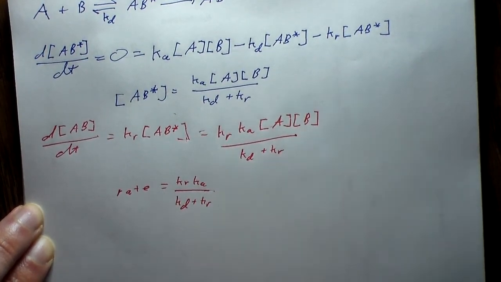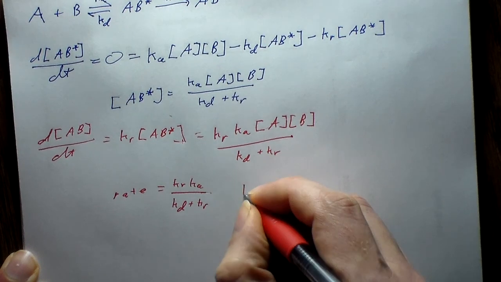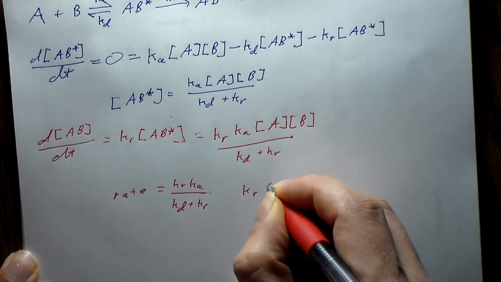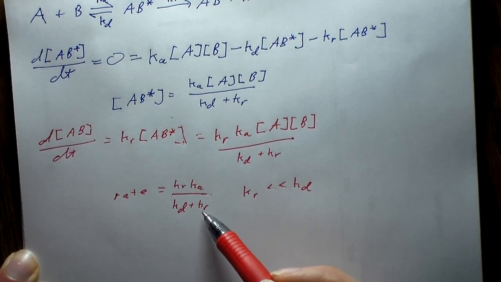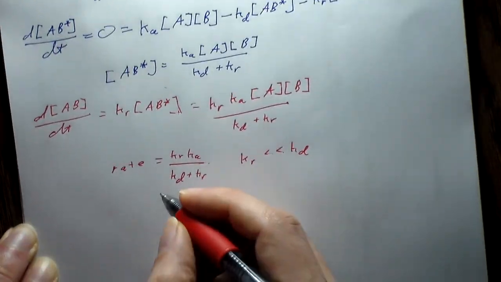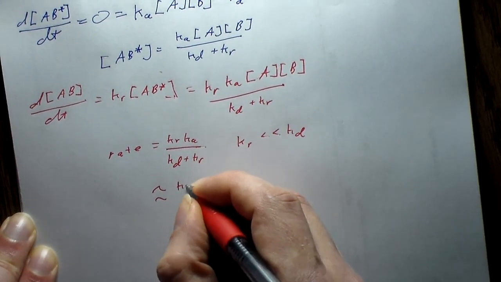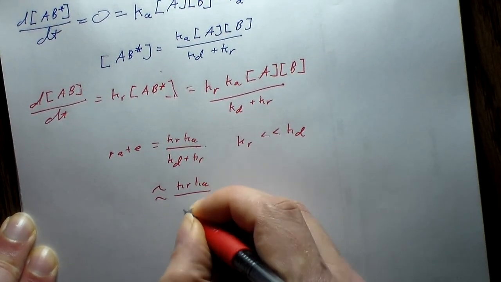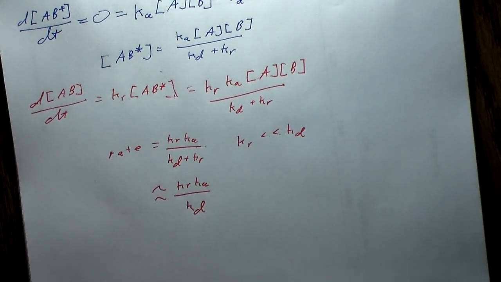Now, we can make one simplifying assumption here, that Kr is going to be much, much less than Kd. Since it is much smaller than Kd, we can basically just say that the rate over here is going to be approximately Kr Ka, all over Kd. Okay. And that's essentially how we figure out our rate equation for that one.